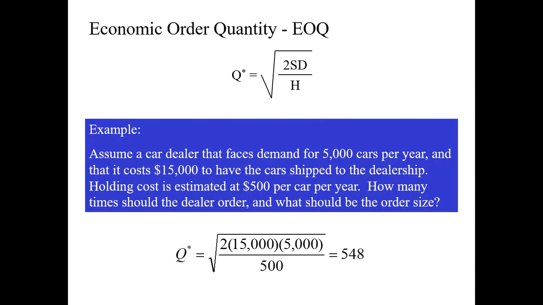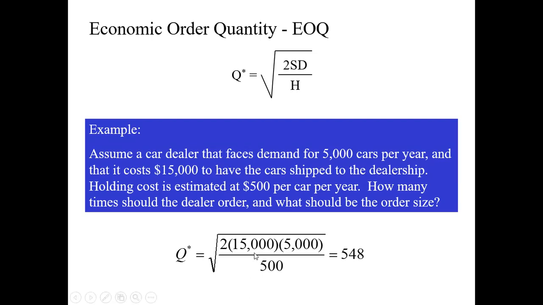So let us look at one example here. Assume a car dealer that faces demand of 5,000 cars per year. So the annual demand D is equal to 5,000. Then it costs $15,000 to have cars shipped to the dealership. So the shipment cost is part of the ordering cost, which is 15,000. Holding a car in the warehouse requires $500 per car per year. So the question is how many cars the dealer should order so that the quantity is equal to EOQ, or the cost is the minimum.